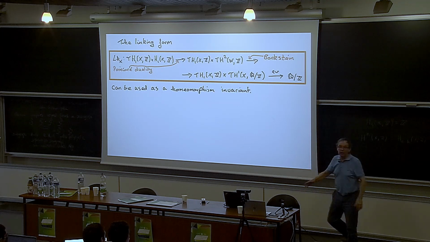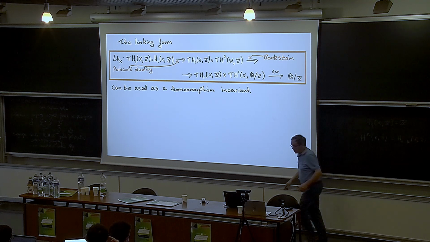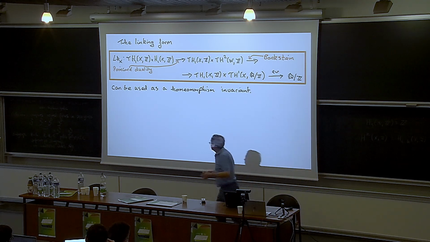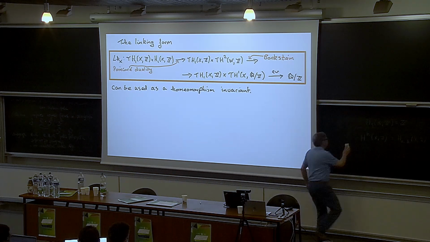I think I won't run. I can run the GAP, but it just takes a couple of... I don't have an example in my head. But you can also use this to distinguish between homeomorphism types. So there's a paper.